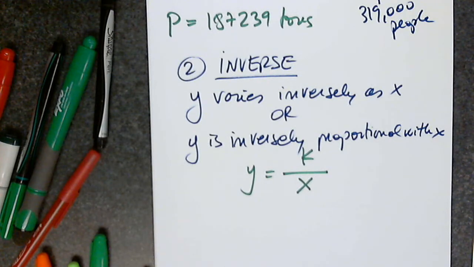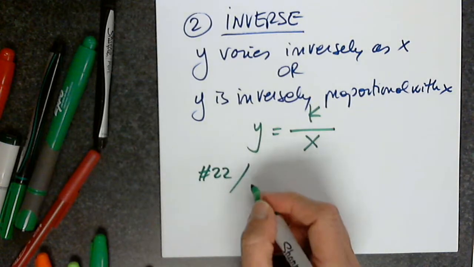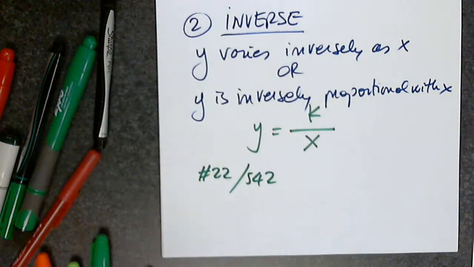22. Which one? 22. Very good. Let's look at 22 on page 542. The weight of an object on or above the surface of Earth varies inversely as the square of the distance between the object and Earth's center. So let's read this one more time.